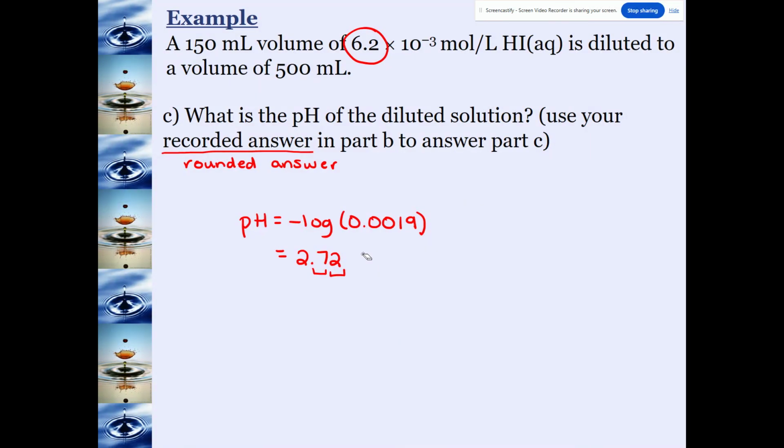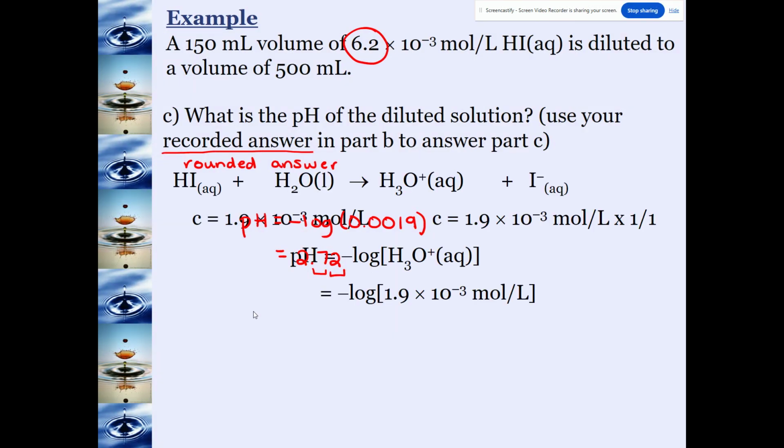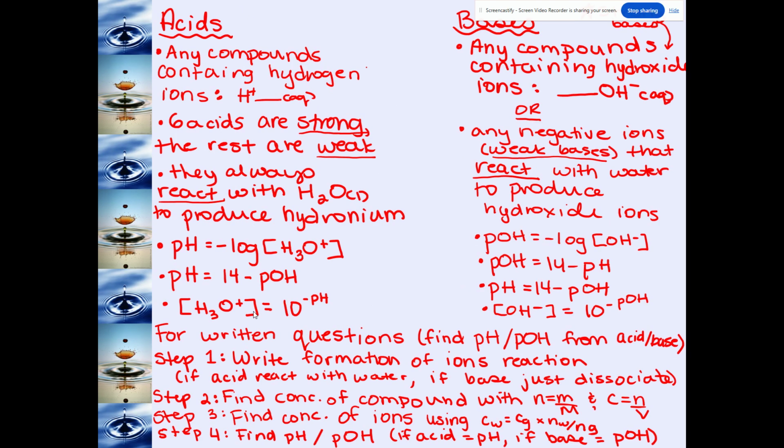Okay? Now, does this make sense? The pH before dilution was 2.21. It's now gone up to 2.72. So that is what should happen when you dilute an acid or a base, is pH is increasing as you are neutralizing it. Okay? And I believe that is it for this lesson.